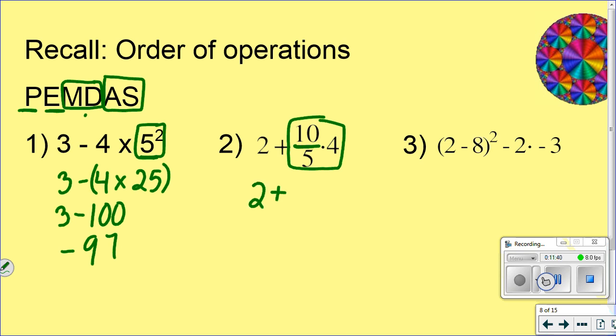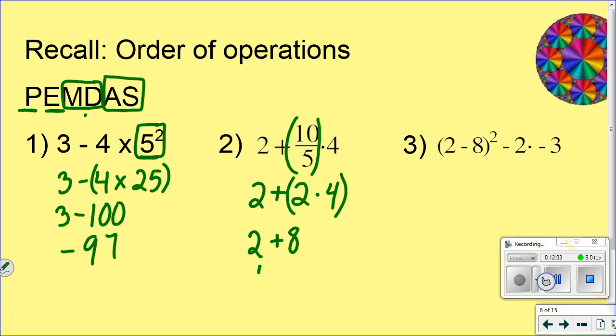So now I have 2 plus, I want to do this 10 divided by 5 first. So 10 divided by 5 is 2, and then I have times 4. Okay, stick with that. Do I still have multiplication and division? I do. I have multiplication. So now I'm going to do 2 plus 8, and that's going to give me 10. So notice how I'm doing these problems. I'm kind of doing this reverse triangle till I get down to that last value, right?